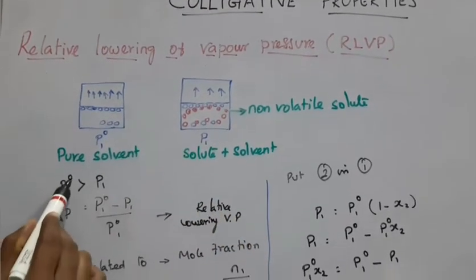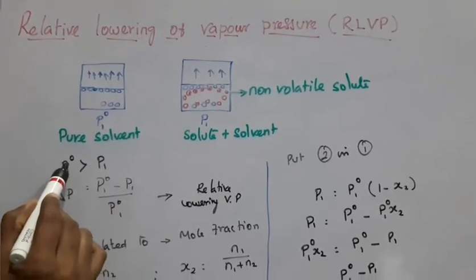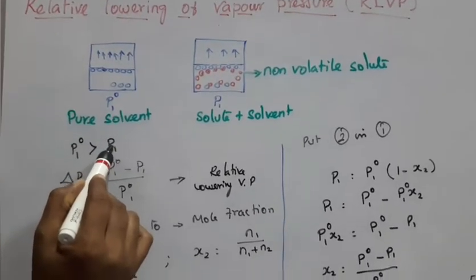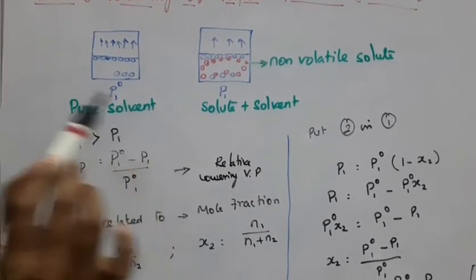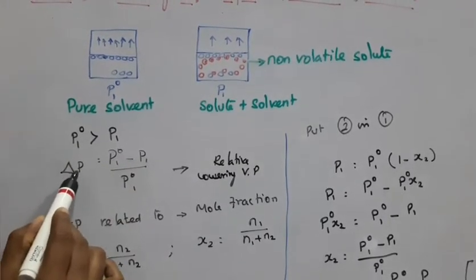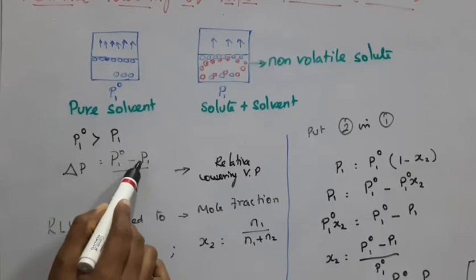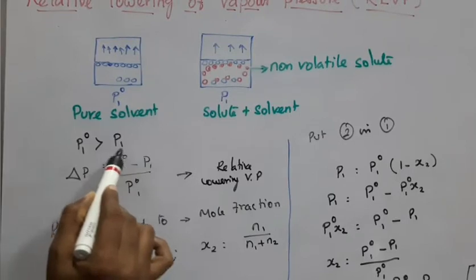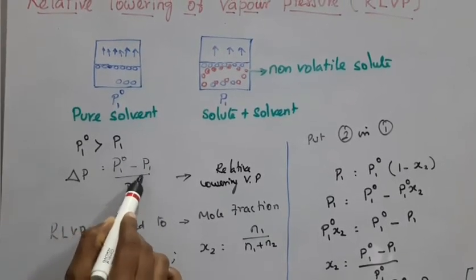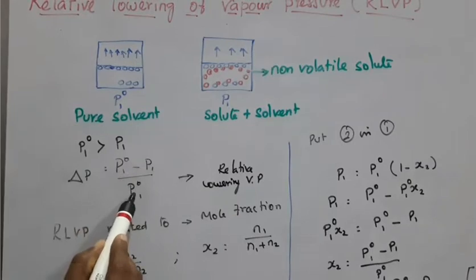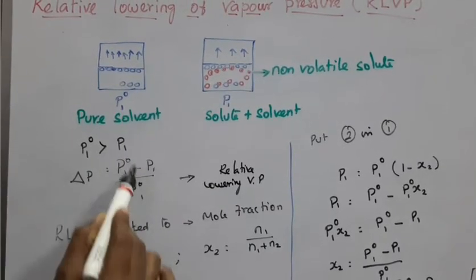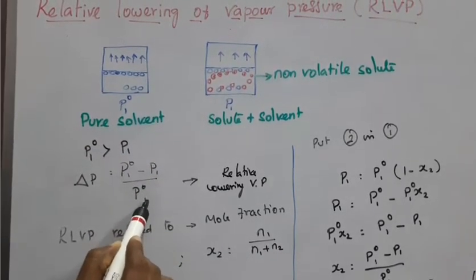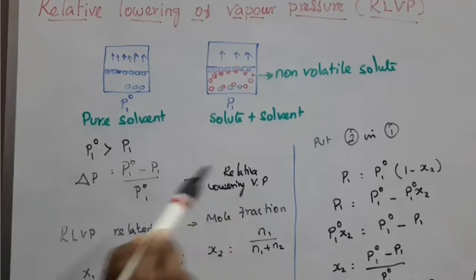So P01 means the vapor pressure of the pure component, which is greater than P, the vapor pressure of the solution, where the solution contains both solute and solvent. The change in pressure equals P01 minus P1. This is the lowering of vapor pressure. When the lowering of vapor pressure is divided by the vapor pressure of the pure solvent P01, that is called relative lowering of vapor pressure.